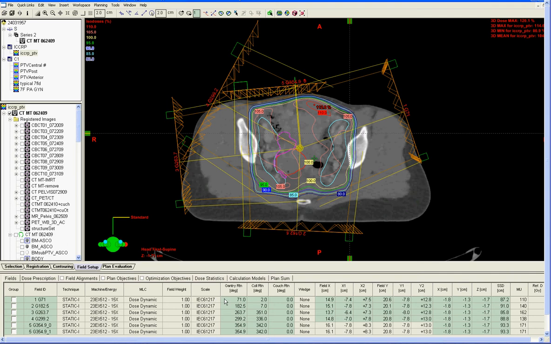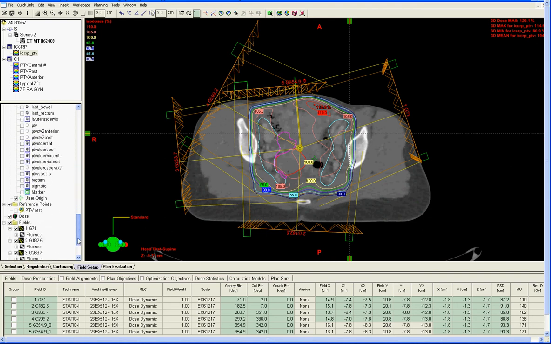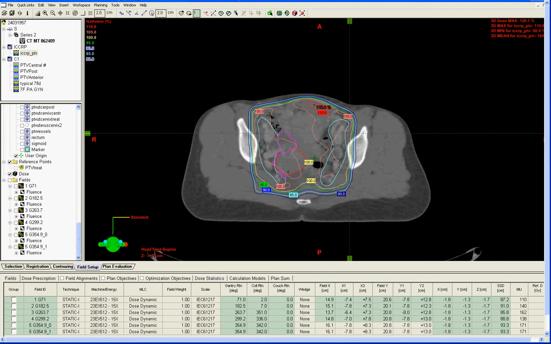In this case, the angles were here: 71 degrees, 182, 263, 299, and 355, with a split field used for the 5th field. We'll turn off this field arrangement right now. Other IMRT planning techniques that are allowed are volumetric modulated arc therapy or tomotherapy. For static field IMRT, you can use 5 to 9 fields.